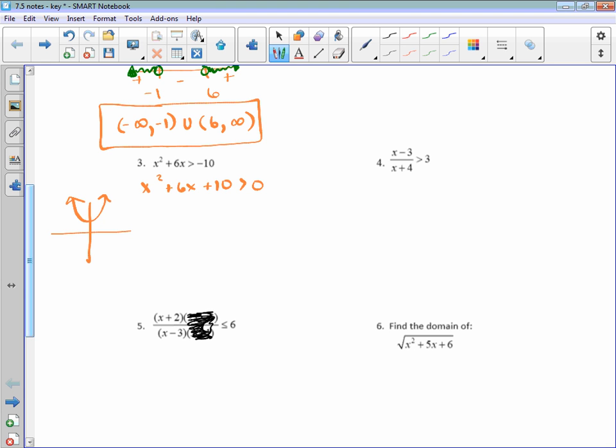So think about that graph. When is it greater than 0? Meaning, when is it above the x-axis? Always. So, -infinity to infinity.